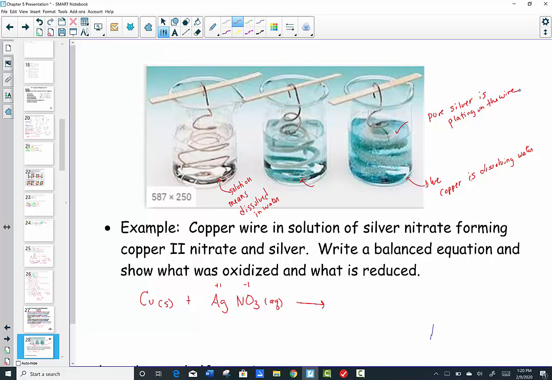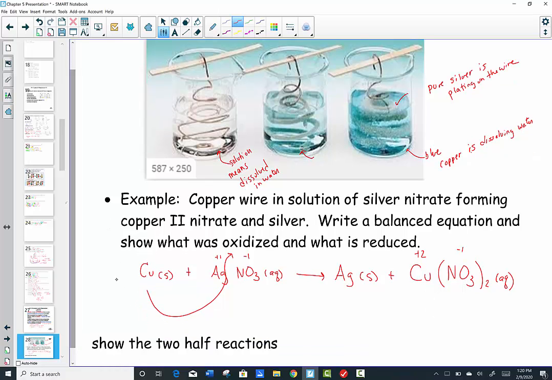Here's what we see. The copper displaced the silver, and silver came out as a solid, and the copper went into solution, forming a positive charge. And now it receives the aqueous sign to let you know it's now dissolved in the water. So when copper reacts with silver nitrate to form silver metal and copper(II) nitrate, we have what's known as a redox reaction. And let's show how that occurs.